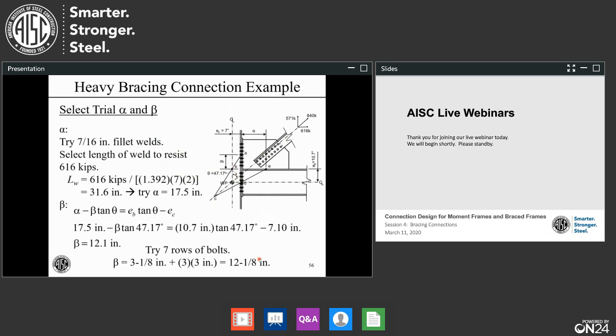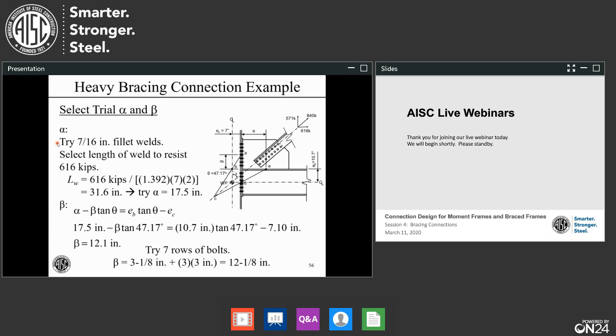Now, here we have a decision point. We need to pick out an alpha and a beta. For the alpha, I just want to take this approach. It's not the only one. We could do something else. But I'm going to pick out an alpha and set beta.